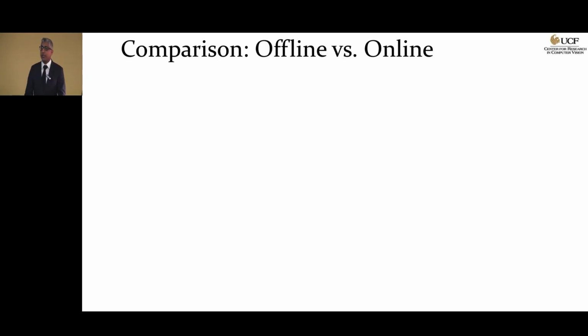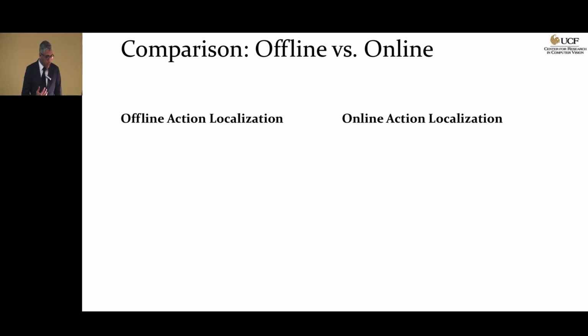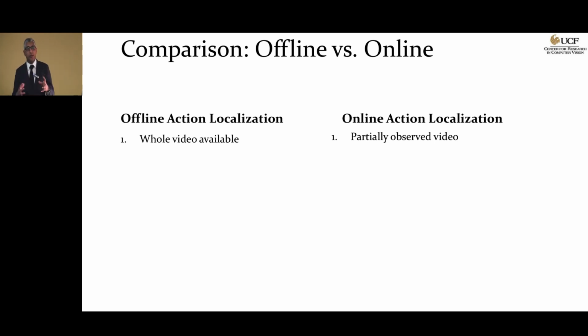Now, there are a number of ways to do action localization. For example, you can do it in an offline manner or in an online manner. To compare these two, in offline, usually you have the entire video available, all the frames available to you, and then you want to detect by searching in the entire video. As compared to online, where you have only partially observed video in a streamed video. So you have only a bunch of frames, or maybe one frame, and you want to detect where the action is and what the action is.